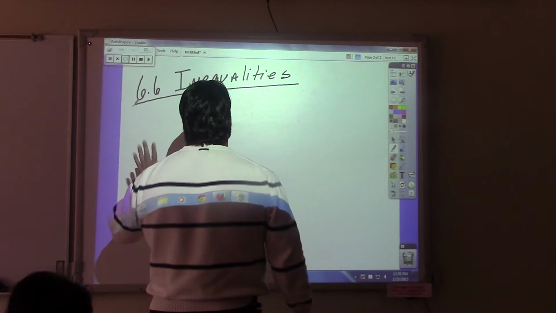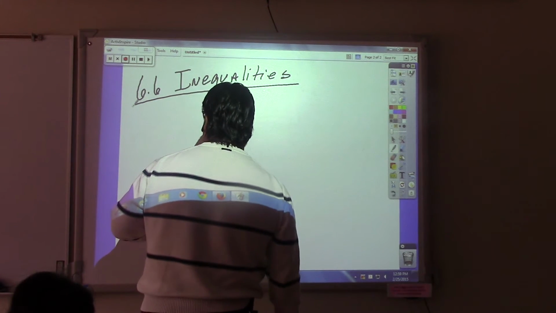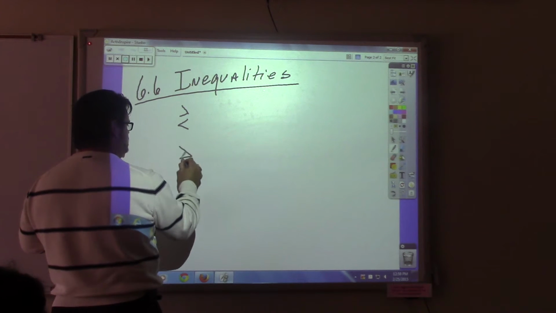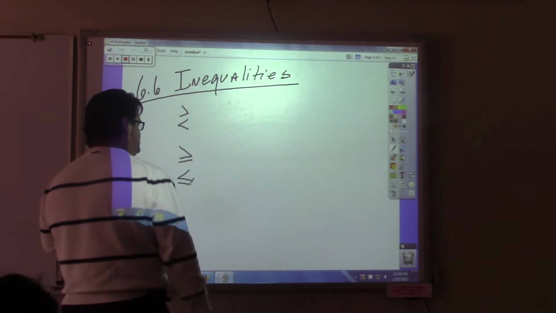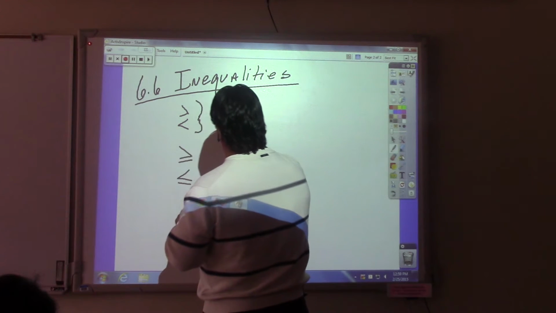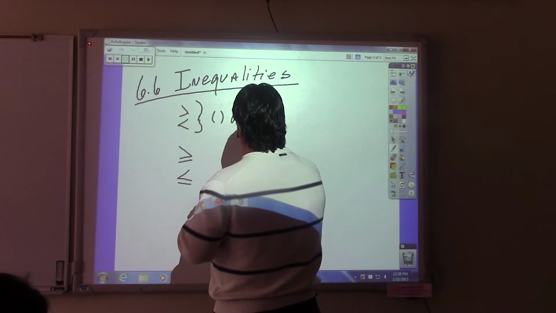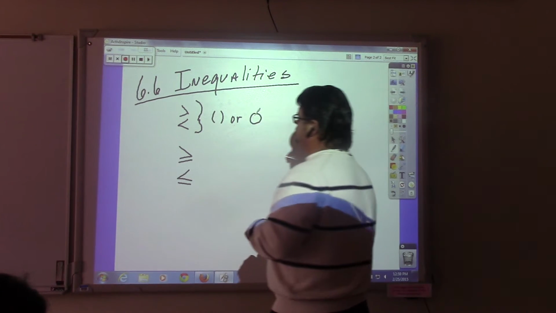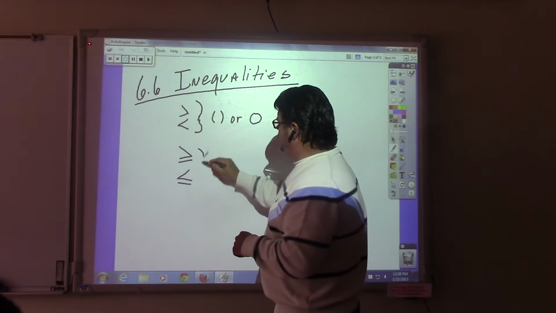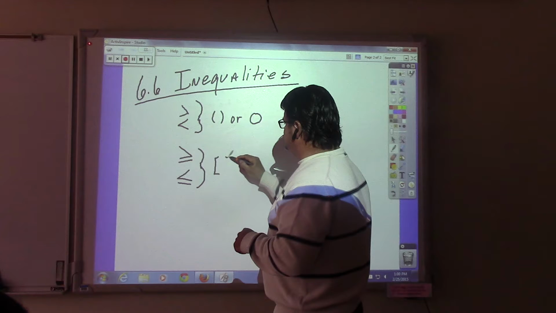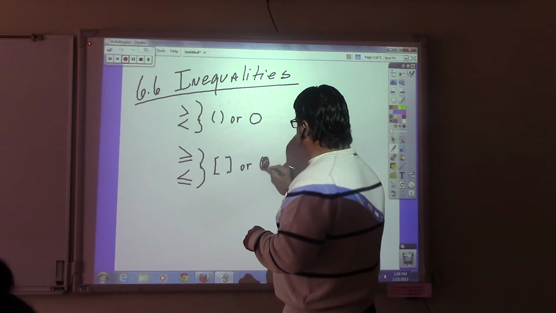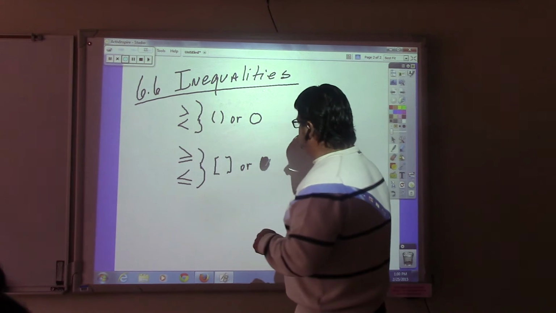Inequalities. Before we get started with inequalities, you've got to write down the following things. These two guys and these two guys. These two guys are represented by parentheses or an open circle. These two guys are represented by brackets or a closed circle.